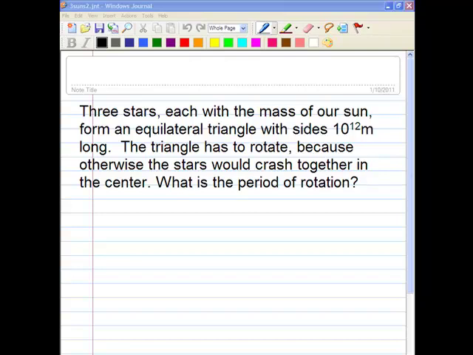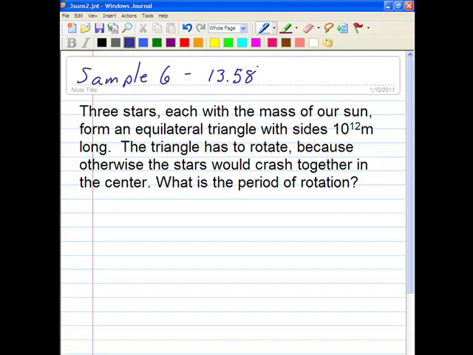Okay, so I promised I'd do a sample problem, something that people asked for from the homework. So this is problem 13.58 from our textbook. In this particular problem, we've got 3 stars, or 3 suns, each with the mass of our sun, forming an equilateral triangle with sides given, and this triangle has to rotate because otherwise the stars would crash in together towards the center. The question is, what is the period of rotation of these suns?